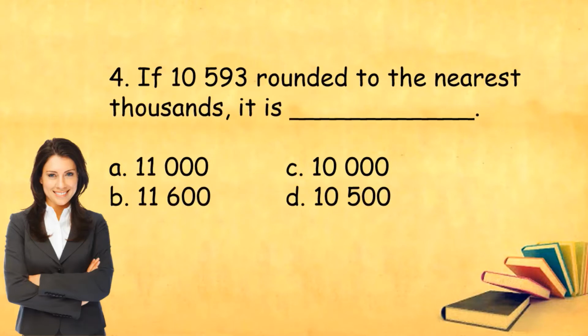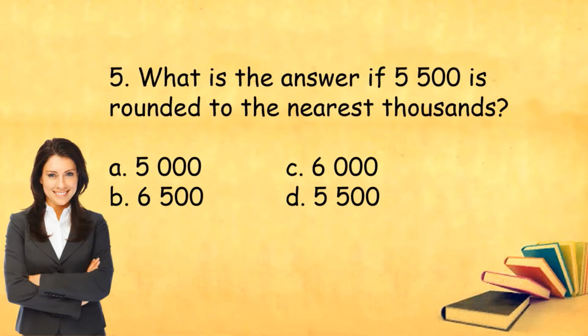95,800. Number 4. If 10,593 is rounded to the nearest thousands, it is blank. A. 11,000. B. 11,600. C. 10,000. Or D. 10,500. The correct answer is A. 11,000. Number 5. What is the answer if 5,500 is rounded to the nearest thousands? A. 5,000. B. 6,500. C. 6,000. Or D. 5,500. The correct answer is 6,000.